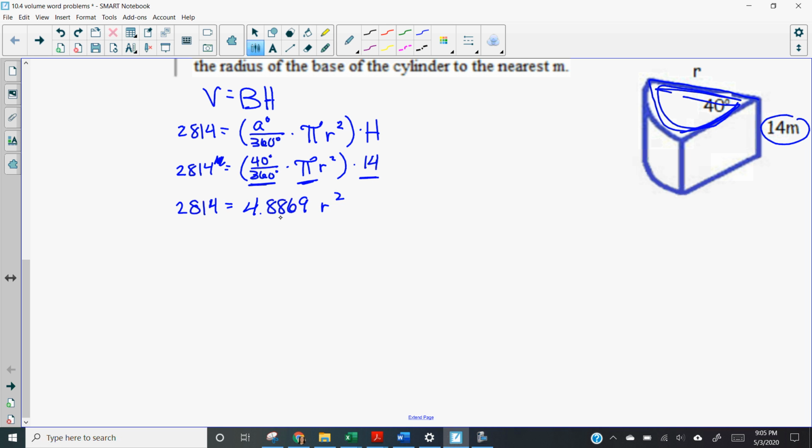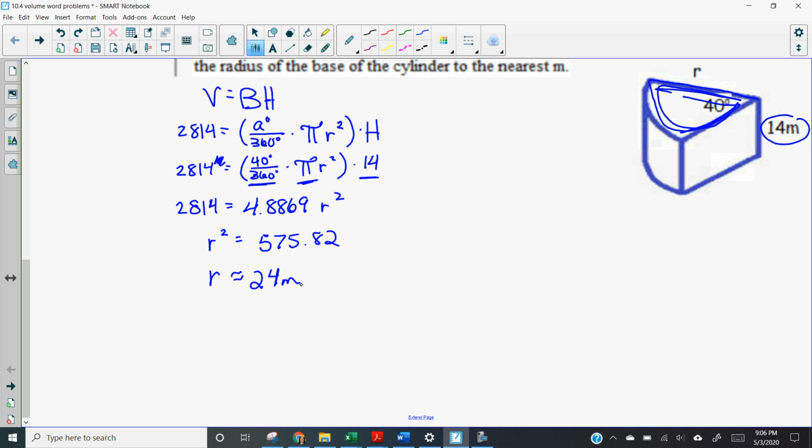So we're going to divide 2814 by this number, that decimal that's in your calculator. So do 2814 divided by the answer, and we get r squared is about 575.82. And then remember, we want not the radius squared, just the radius, so our very last step here is to take a square root. It's about 24 meters.